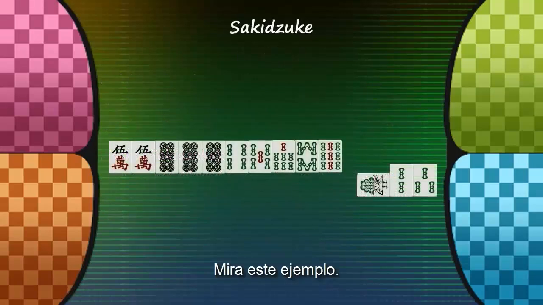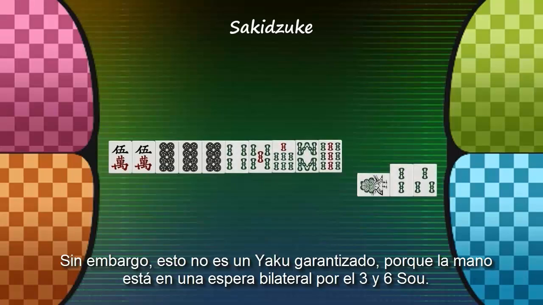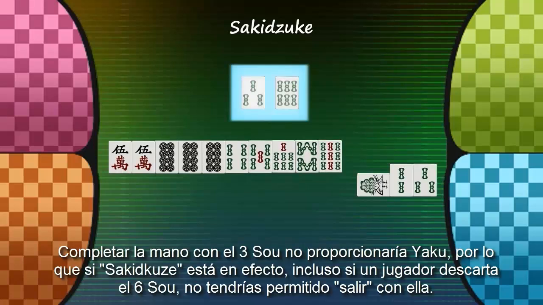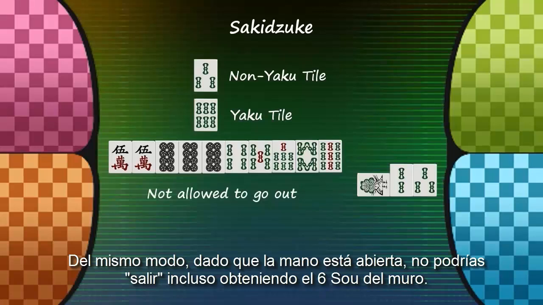Look at an example. This hand's composition is 1 tile away from having a large straight. However, this is not a guaranteed yaku because the hand is actually in a 2-sided weight on both the 6-so and the 3-so. Completing the hand with a 3-so would not provide any yaku. Therefore, if sakizuke is in effect, then even if an opponent discards the 6-so, this hand would not be allowed to go out on it. Likewise, because the hand is open, it may not go out after drawing a 6-so from the wall.